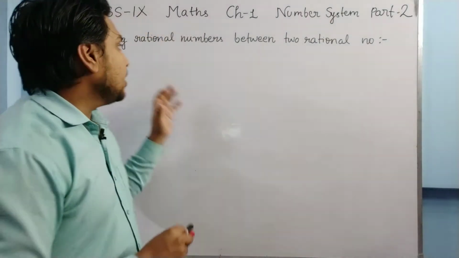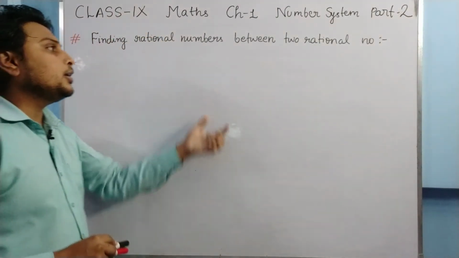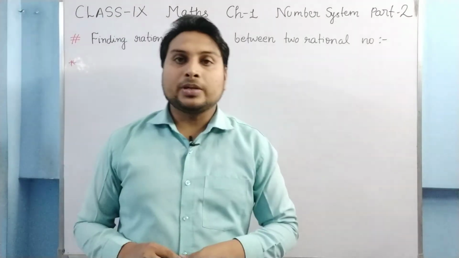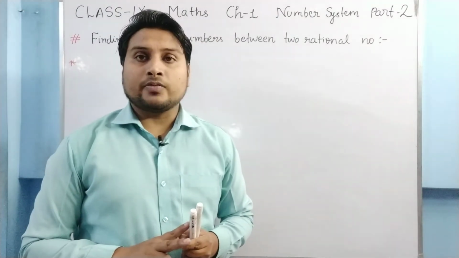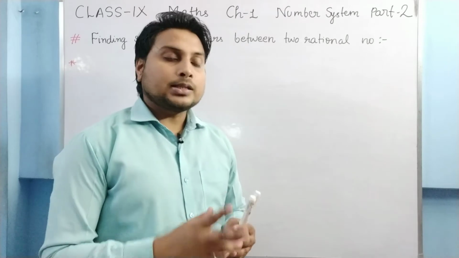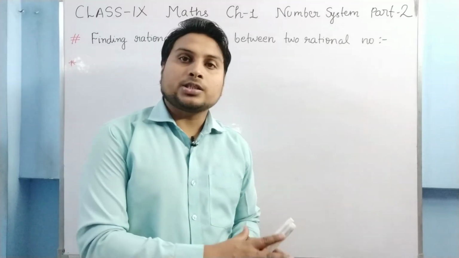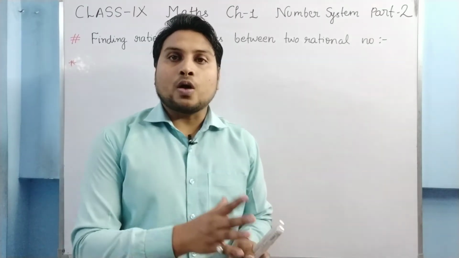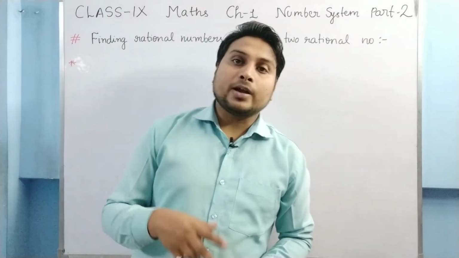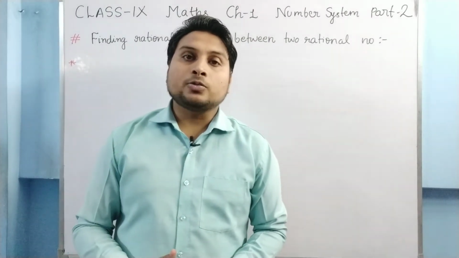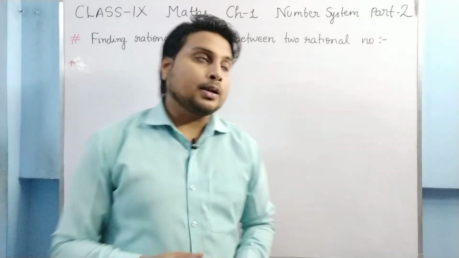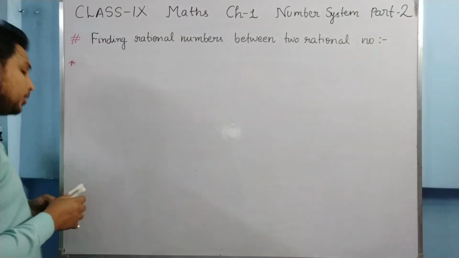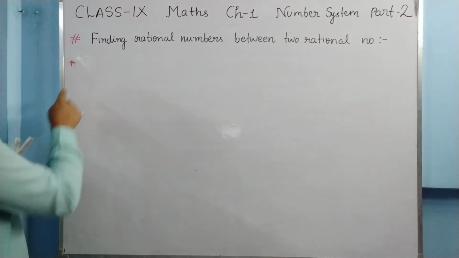Now the topic is finding rational numbers between two rational numbers. If two rational numbers are given and the question says find 5 rational numbers between these two numbers, or find 10 rational numbers, or find 100 rational numbers between two numbers, how can we find that? That we are going to study, but before that you will write one note point.